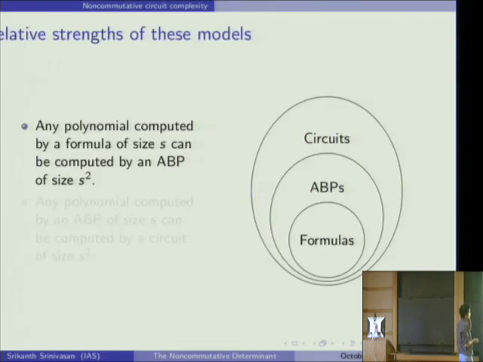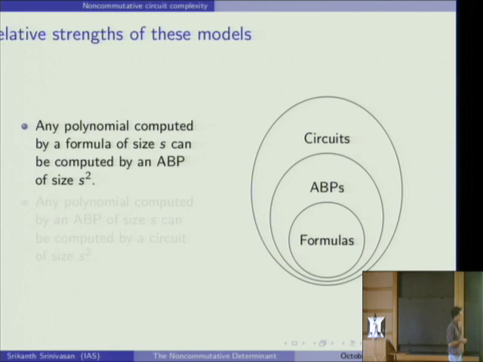Right. So now I've defined three different models of non-commutative computation. I defined circuits, I defined a restriction of these called formulas, and then I defined ABPs. Okay. So now how strong are each of these things? It turns out that any polynomial that has a formula of size s has an ABP of size s squared. So formulas are not really all that much more efficient than ABPs.